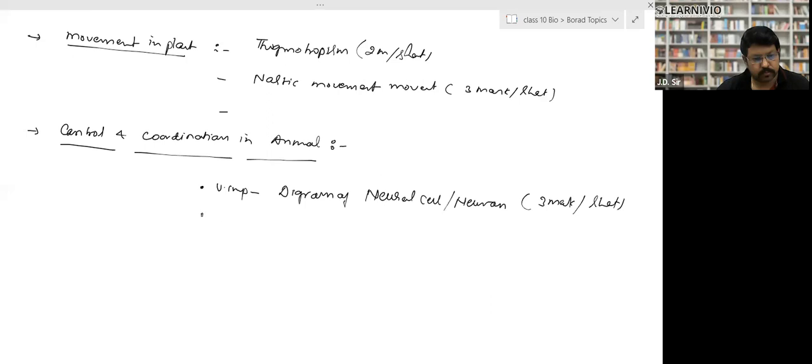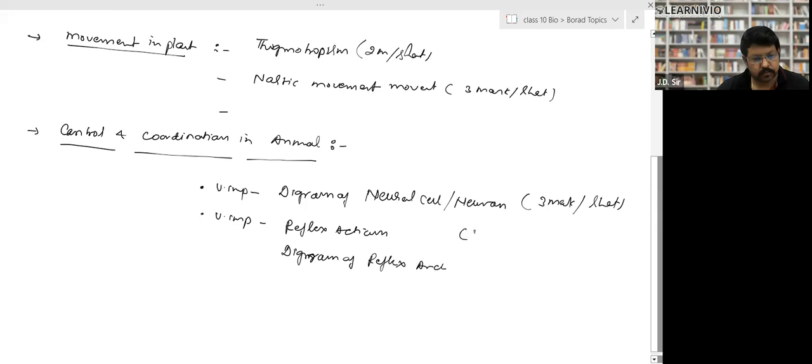Then again, a very important question is the reflex action. They can ask you what the reflex action is. Even they can ask you the diagram of a reflex arc. Both can be 3 marker questions.